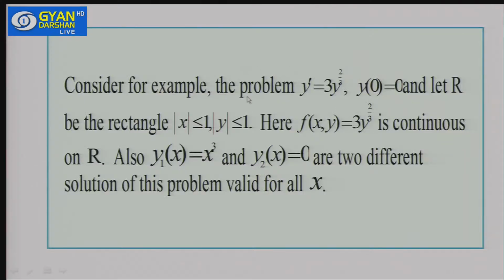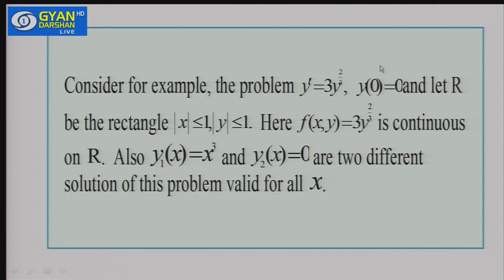Now as I was discussing, if you see this example, y dash equal to 3 y to the power 2 by 3, in this rectangle, this is continuous, and there are two different solutions. As I was discussing, this doesn't satisfy the Lipschitz condition, you can verify it. Then you have two different solutions. Here f is continuous on R also. So y1 equal to x cubed and y2 equal to 0 are two different solutions of this problem, valid for all x. Here f of x, y is 3 y to the power 2 by 3.